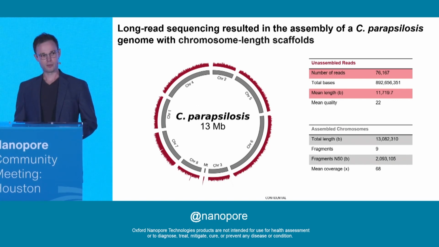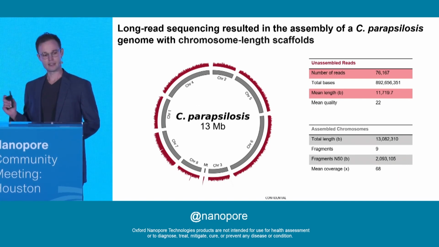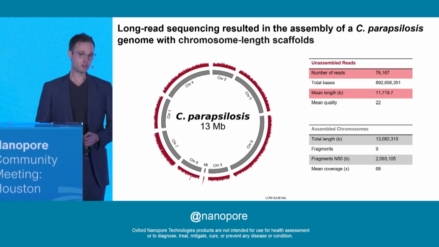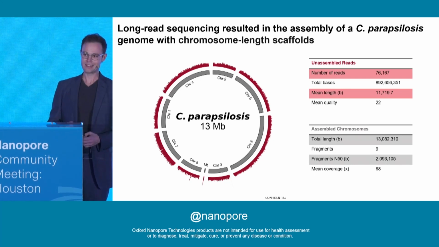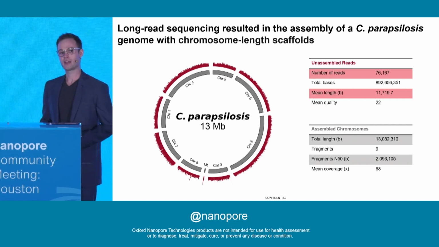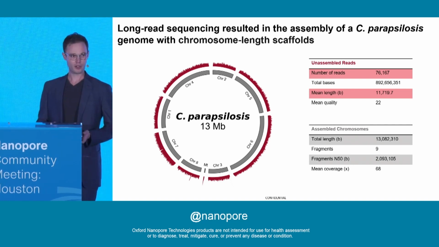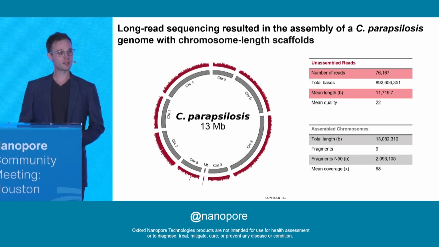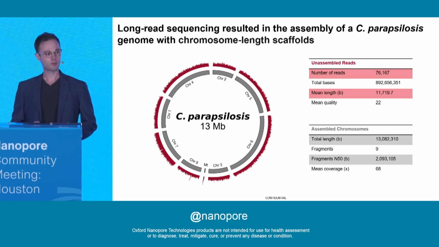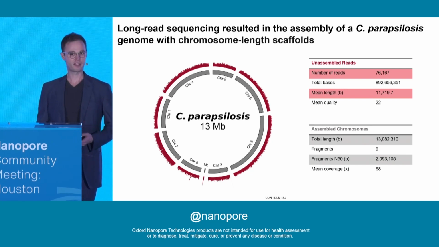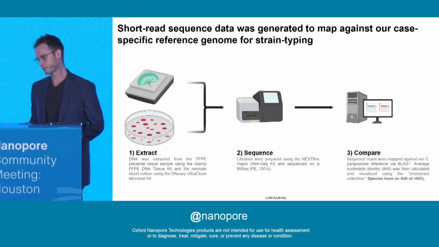The resulting assembly, depicted in this Circos plot here on the left, consists of 8 contiguous nuclear chromosomes and 1 contiguous mitochondrial chromosome spanning 13 megabases. Benchmarking of universal single-copy orthologs specific to fungi estimates the completeness of our assembly at greater than 96%, on par with the NCBI reference assembly for this species.